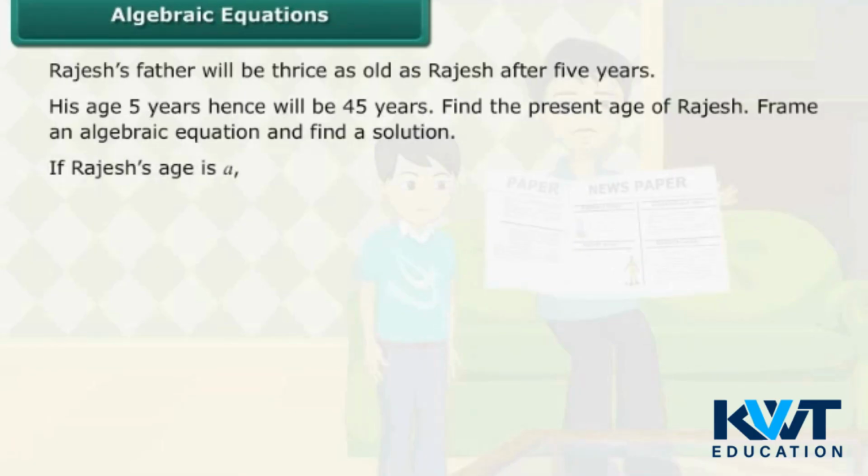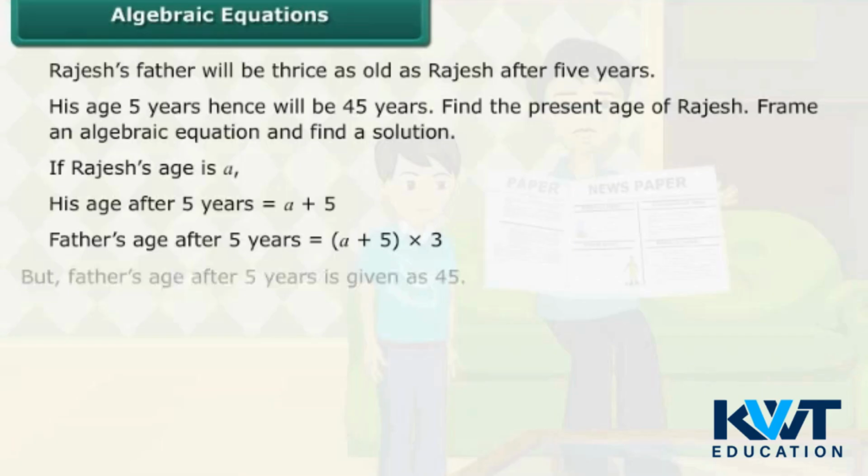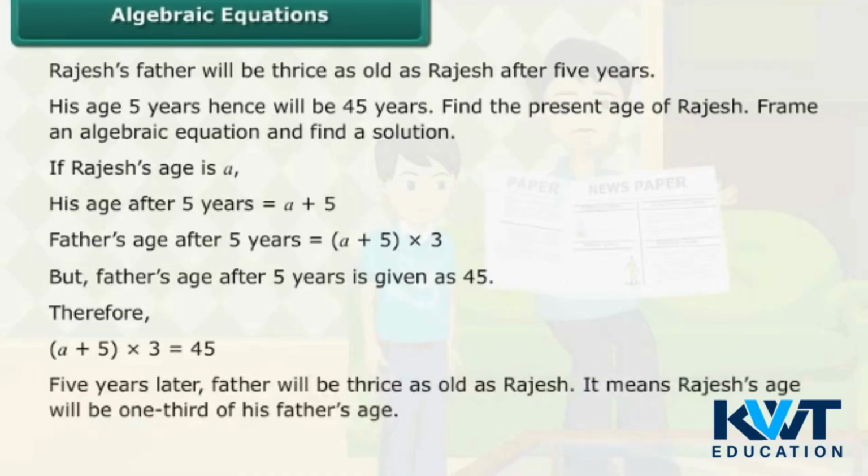If Rajesh's age is A, his age after 5 years is equal to A plus 5. Father's age after 5 years is equal to bracket starts A plus 5 bracket closes into 3. But father's age after 5 years is given as 45. Therefore, bracket starts A plus 5 bracket closes into 3 is equal to 45.